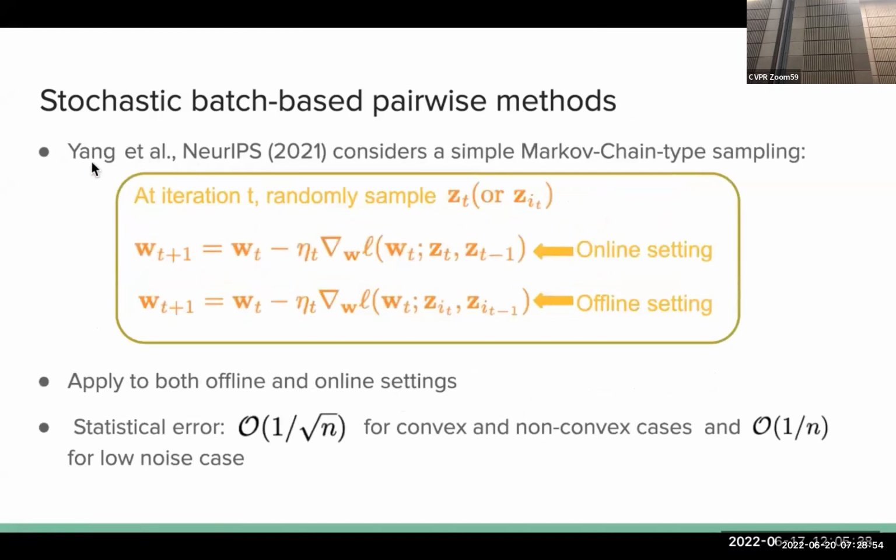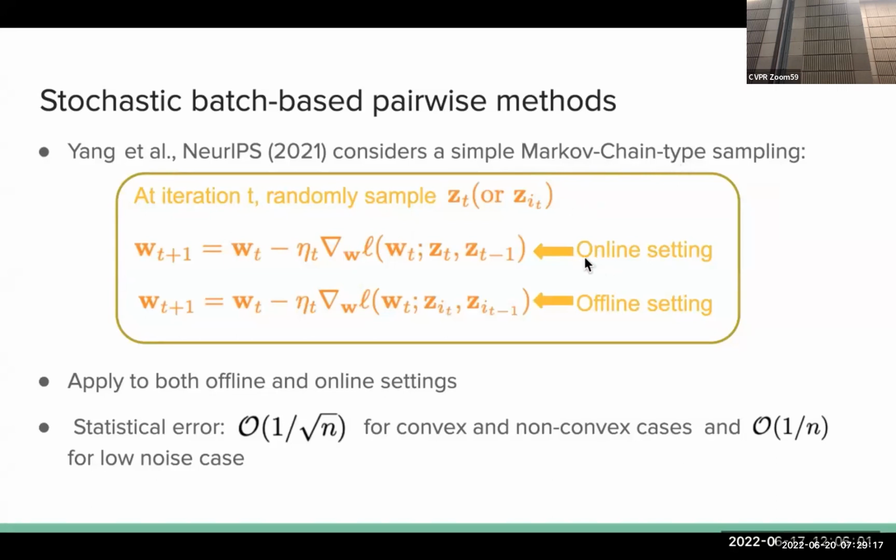And last year, my student Zheng Huan and Tian Bao and I proposed another strategy to sample pairs from the individual samples. This is called Markov SGD, which can be described as follows.